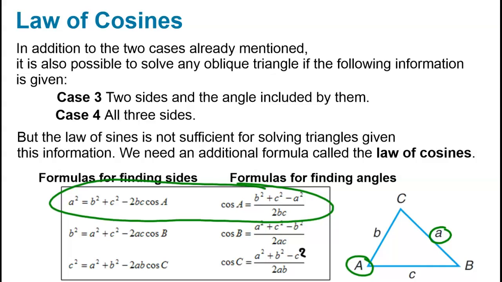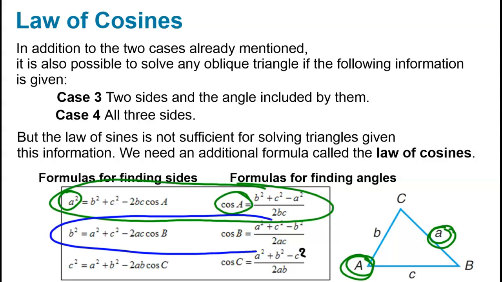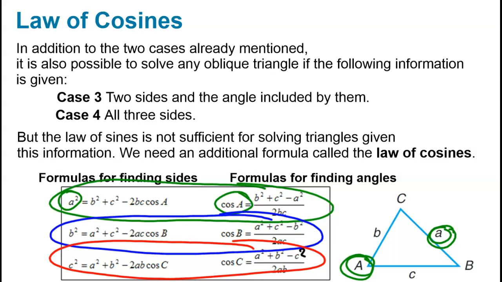But it's handy because when you're finding side A, with it isolated by itself over here, all you have to do is take the square root. And when you're finding angle A, it's a lot easier to find cosine A and then just take the inverse cosine to get the angle. The same can be said for finding angle B and side B, as well as angle C and side C. We'll make sure to update that formula sheet on every single one of these.